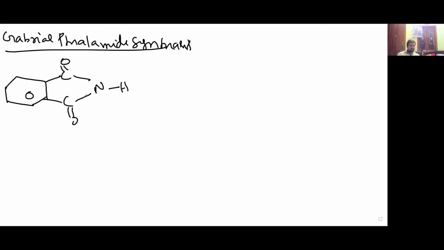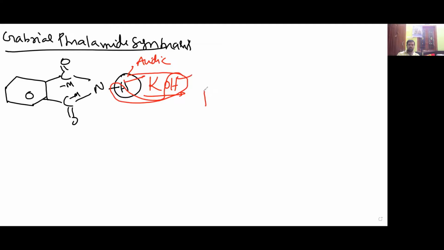Okay, this is treated with KOH. Please remember, this is highly acidic. The reason is that these are -M, electron withdrawing groups. This is the acidic nature, this is the acidic hydrogen. So this is treated with KOH. Water is eliminated, this H and OH is eliminated, and it forms a salt, N minus K plus.